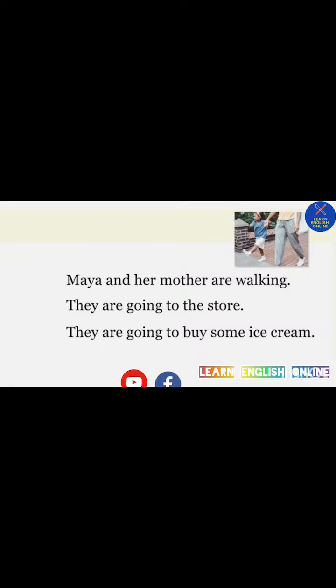In the first sentence, we have are walking. This is happening now. In the second sentence, they are going. They are going to the store. This is also happening right now. In the third sentence, they are going to buy some ice cream. The verb is are going to buy, but you see this is a little different, and this is the future. Let's take a closer look.